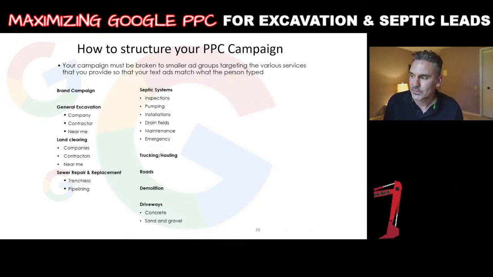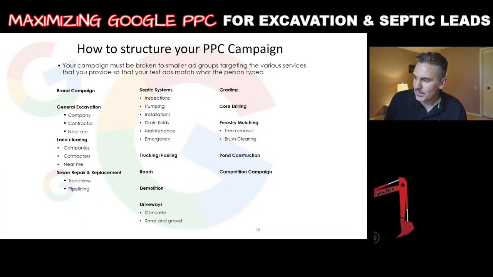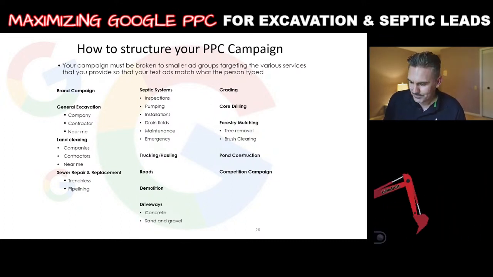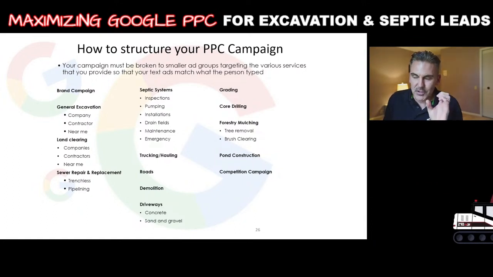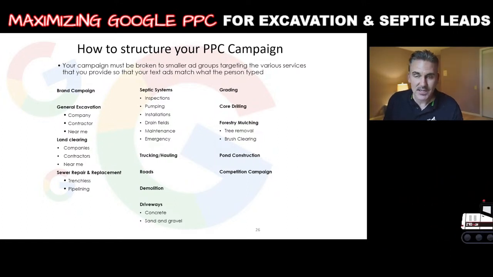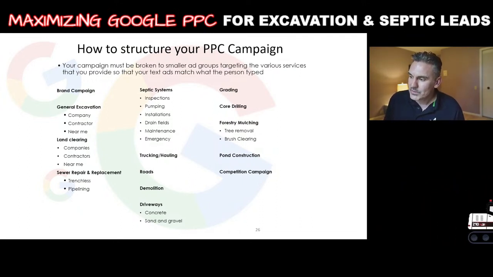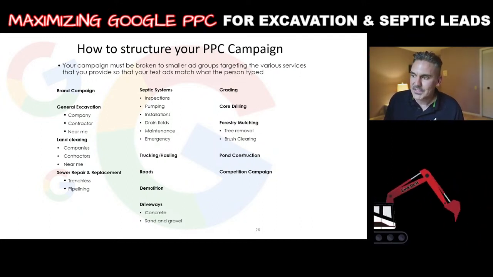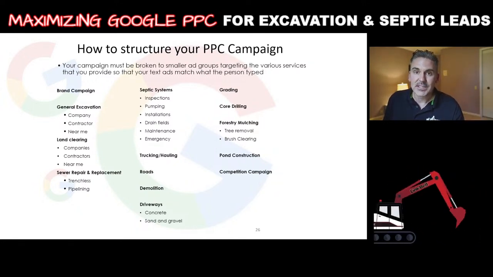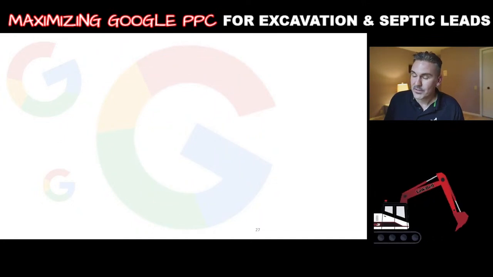They're going to be separate ad groups. Grading, core drilling, forestry mulching, pond construction. And then you can do a competition campaign. And what that is, you can put in competitors' names as keywords. This is done by many, and what that will do is if someone types in Bob's Excavation Company, your company will show up as well. You'll show up as an ad, and you can give that potential customer a choice. And those clicks are cheap.